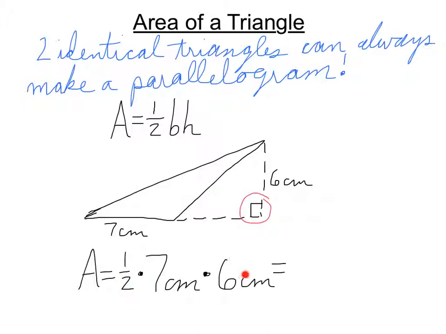I would take half of an even number if I can, so half of 6 is 3, times 7 gives me 21. No units times centimeters gives me square centimeters.